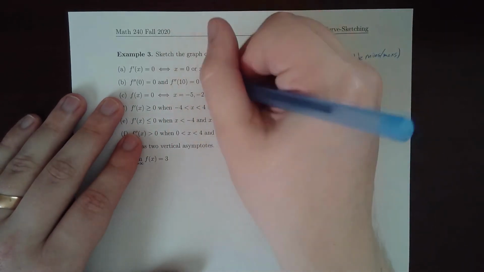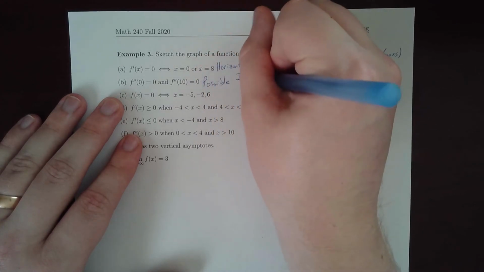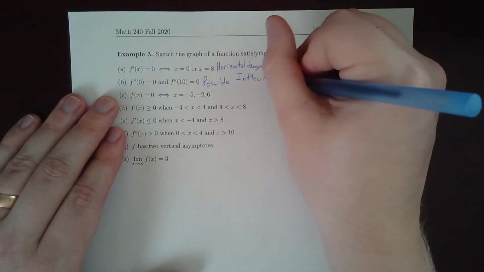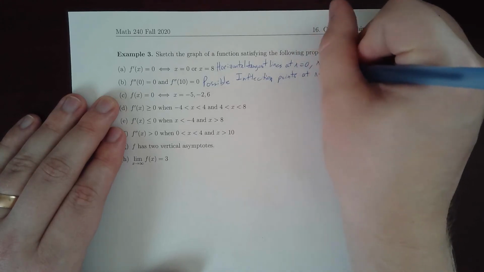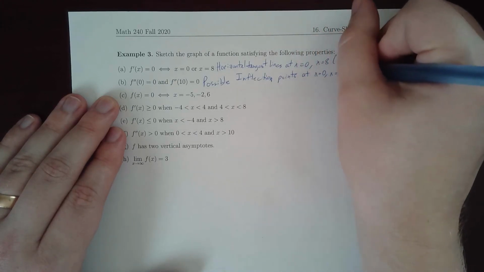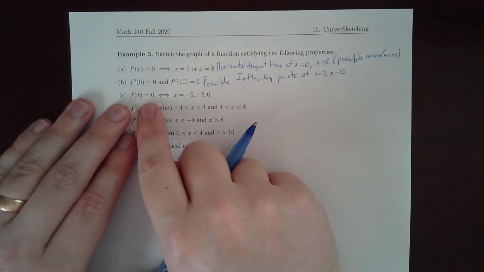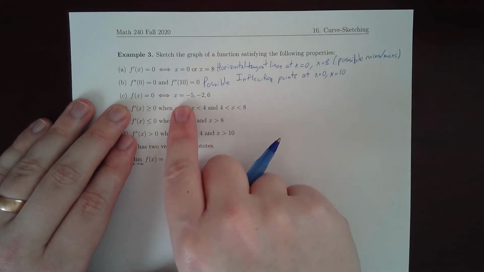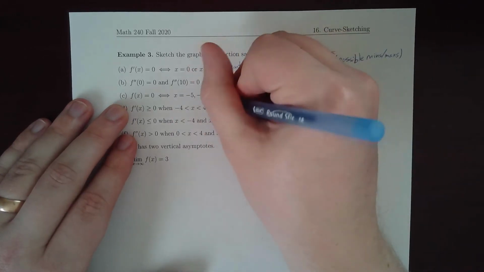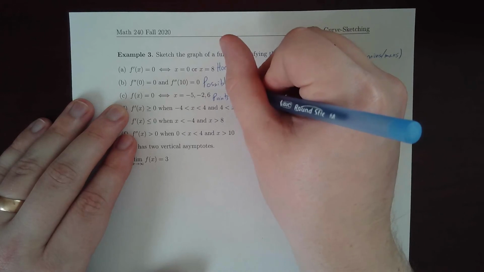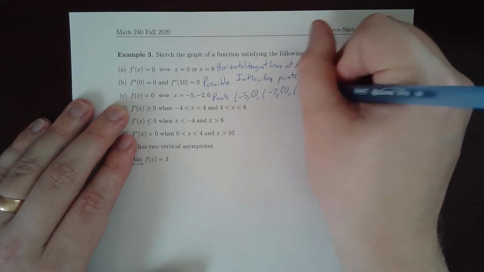We know that our second derivative equals 0 when x is 0, and it equals 0 when x is 10. So we have possible inflection points at x equals 0 and x equals 10. We know that our function equals 0 at -5, -2, and 6 on the x-axis. So we have points (-5, 0), (-2, 0), and (6, 0).